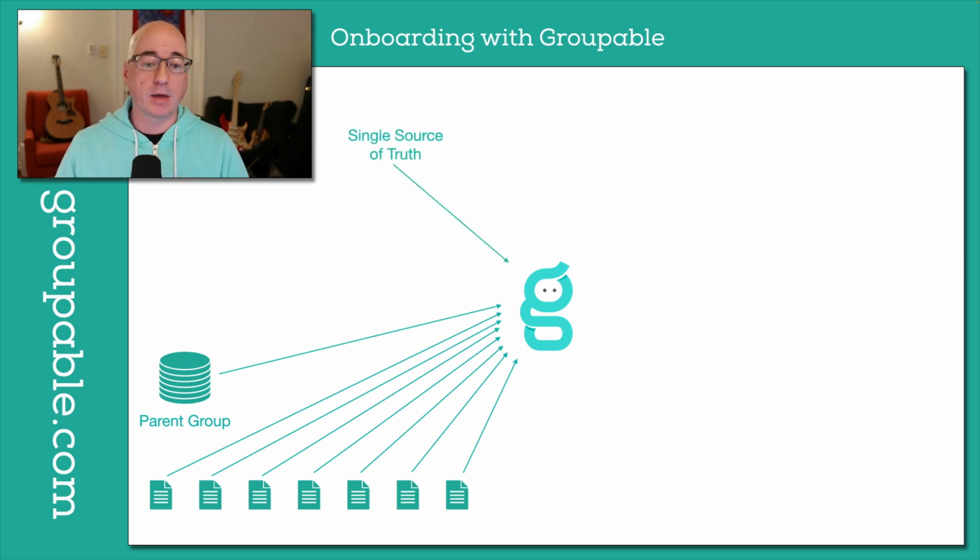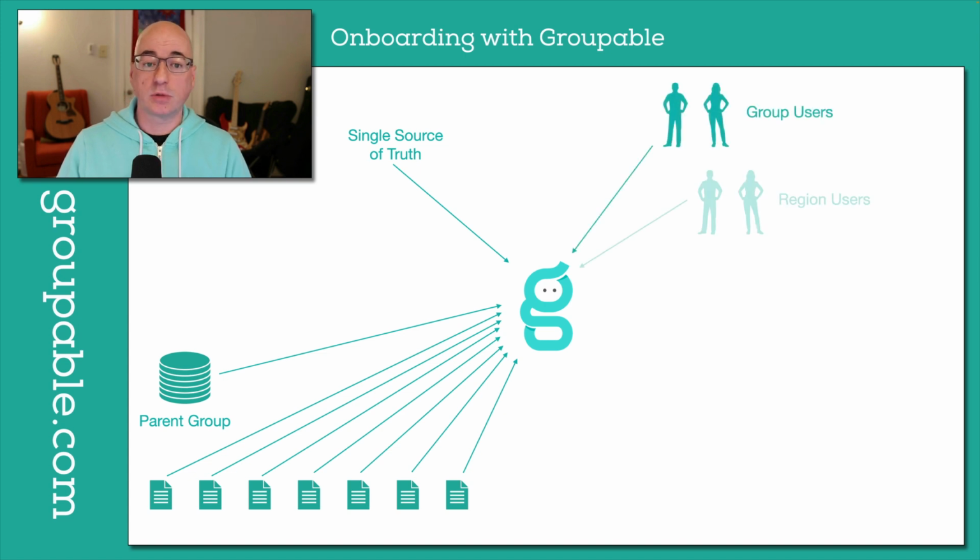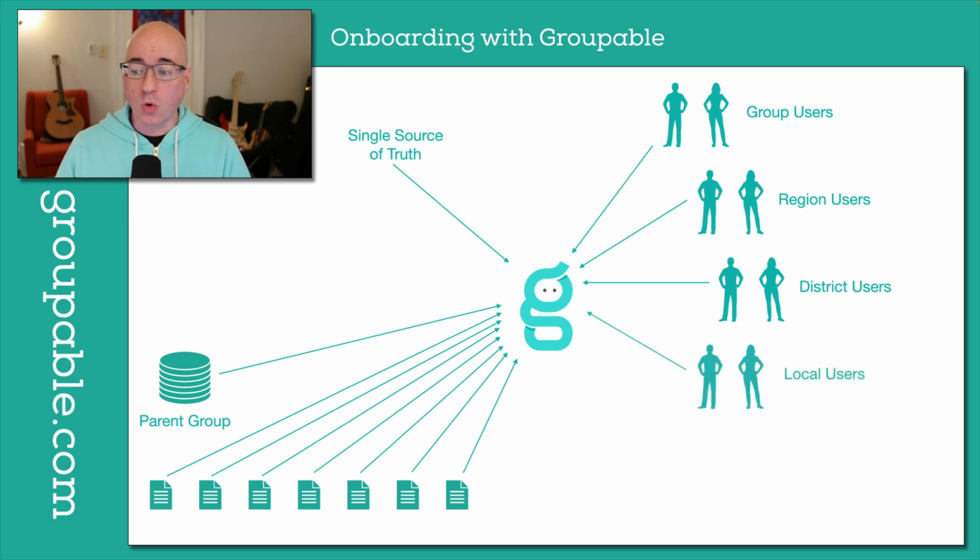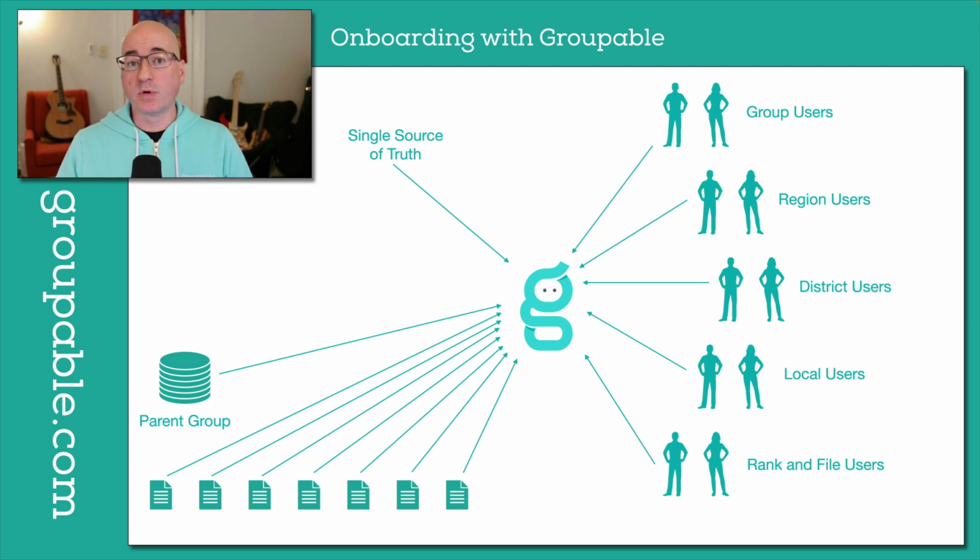And then from that, we allow the group users, the region users, the district users, the local officers from your local groups, and all of your rank and file members to access that central source of truth and do all those things we talked about, like calendars, member management, websites, communications, emails. All of those things are driven by this application, a single source of truth that everyone within your organization gets to access.